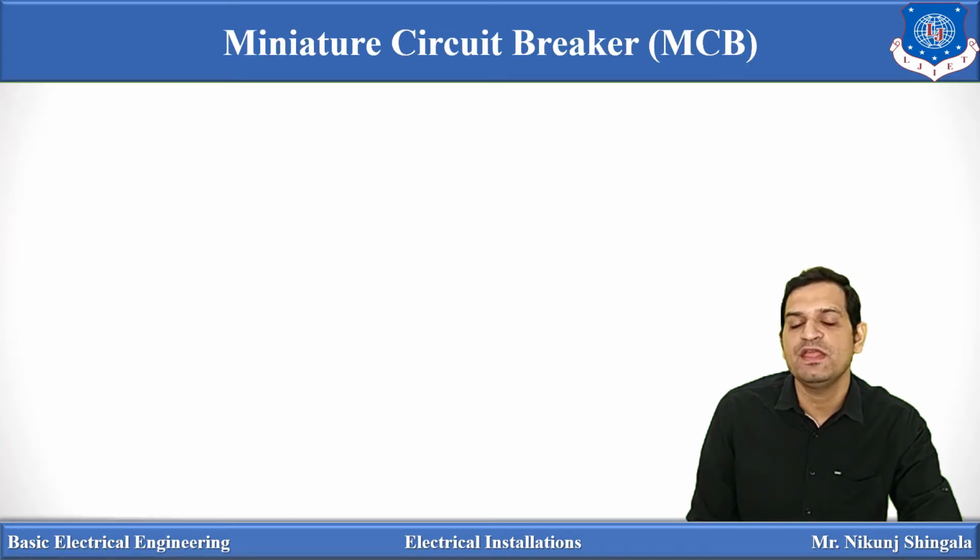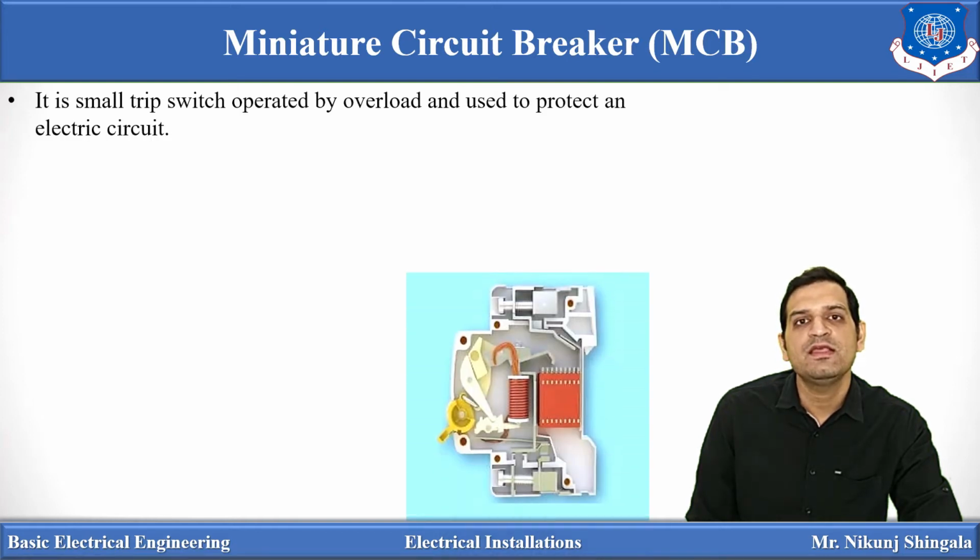Next one is an MCB, that is a miniature circuit breaker. Basically, it is a small switch which is operated by overload, and it is used to protect the electric circuit. Here is a cut section of the MCB, which consists of different kinds of mechanisms inside. This is the arc chute, this is the solenoid, and this is the bimetal strip.